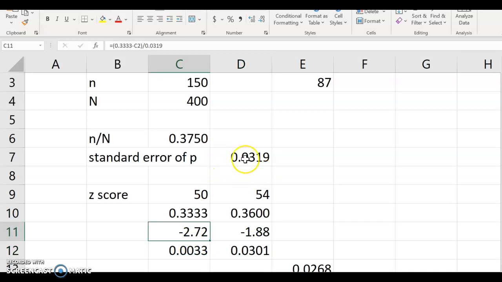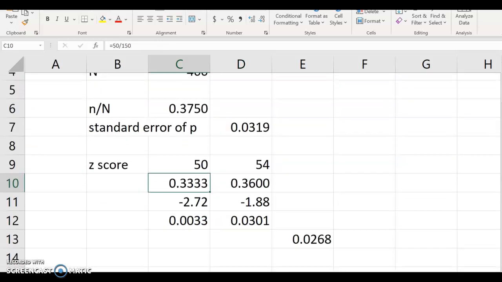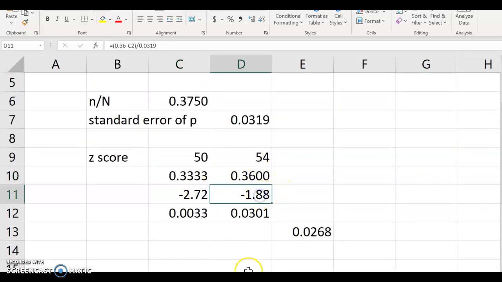What's important to note here is make sure you round the standard error of the proportion to 4 decimal places. Make sure that you round the sample proportion to 4 decimal places. Then once you get your z-score, they want you to round your z-score to 2 decimal places. So we found the standard error of the proportion, we calculated the sample proportion, then we calculated the z-score.